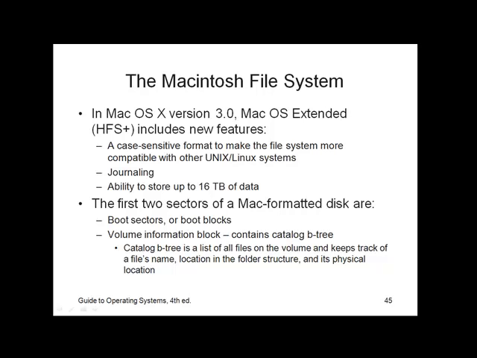The first two sectors of a Mac formatted disk are the boot sectors or boot blocks, and then we have the volume information block. Now, the volume information block contains the catalog B-tree, which is a list of all the files on the volume and keeps track of all the files through name, location, and the folder structure, as well as its physical location.